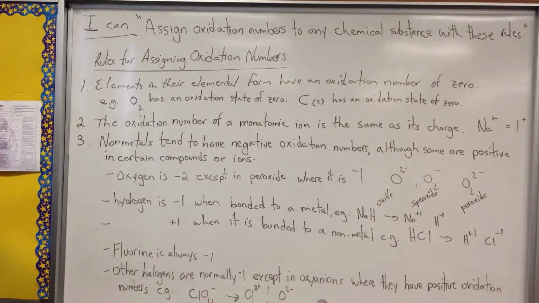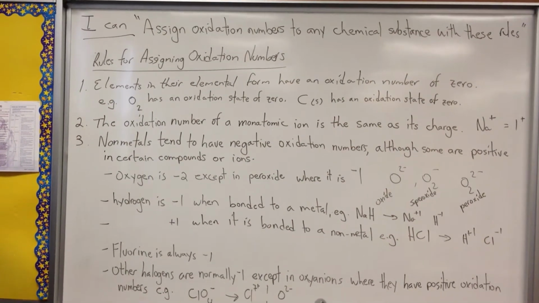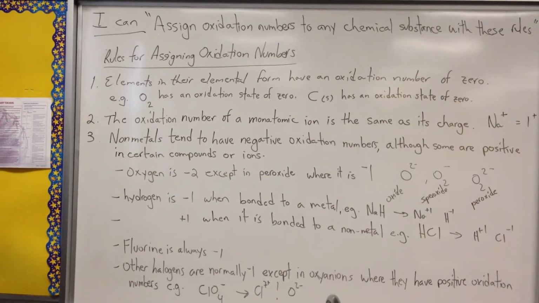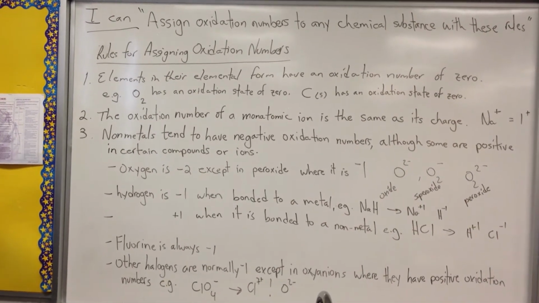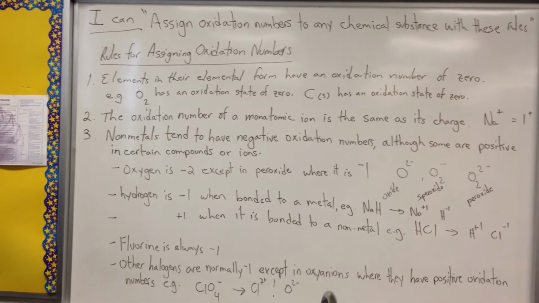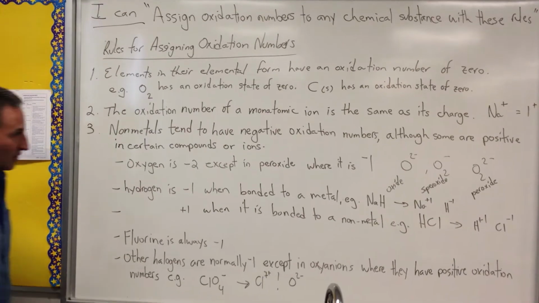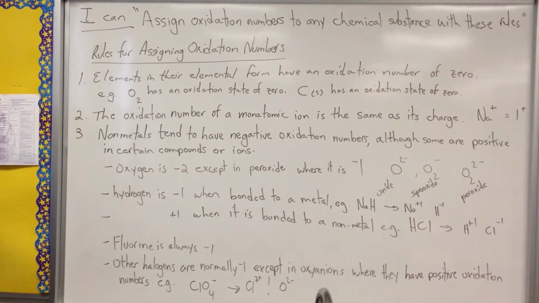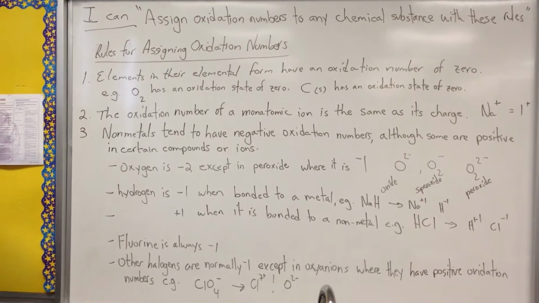The objective of this lesson is to understand how to assign oxidation numbers to any chemical substance. So to turn it into an I can statement, at the end of this lesson you'll be able to say, I can assign oxidation numbers to any chemical substance with these rules. So here are the rules for assigning oxidation numbers, and I'll try to give you some concrete examples as we go through them.